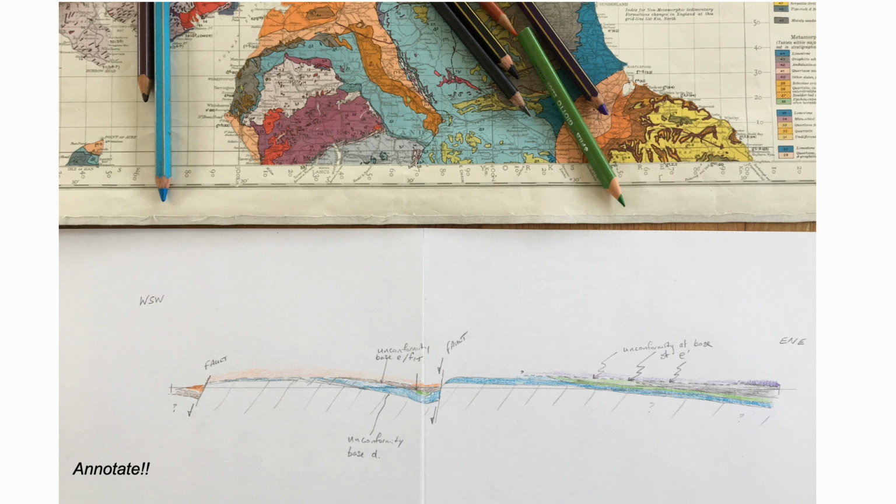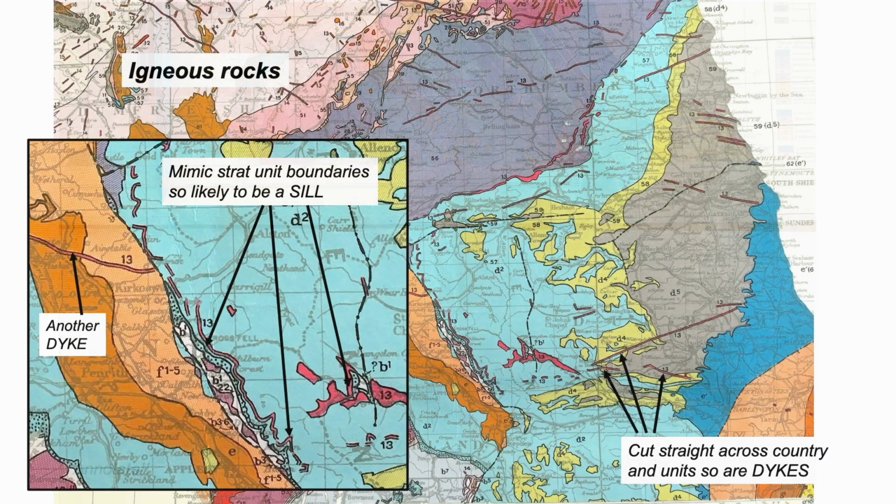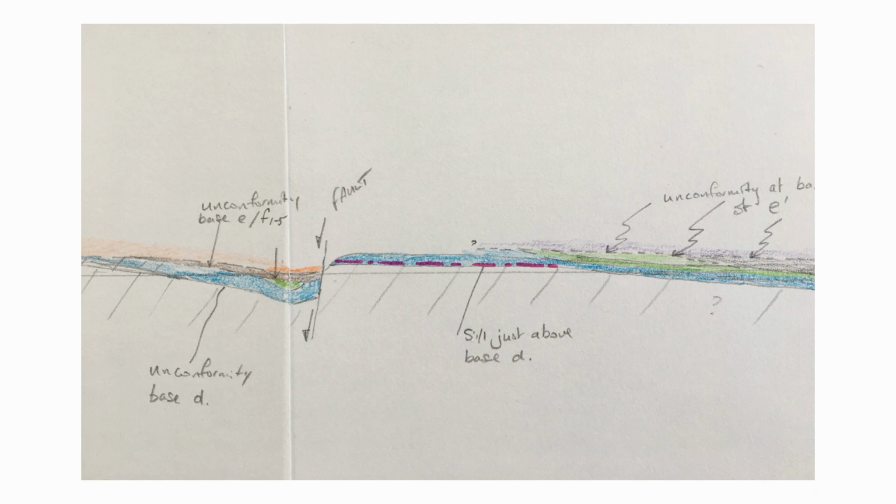But that's not everything. What about the igneous rocks? Well, as we've seen, the dikes won't appear on the cross-section because they're running more or less parallel to the cross-section line, but the sills certainly will. So let's draw them on just above the base of the D unit like this. So we see it in the window, in the inlier, and we also see it against the fault in the middle there.